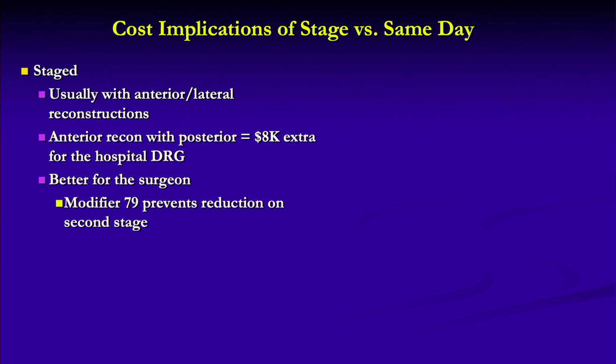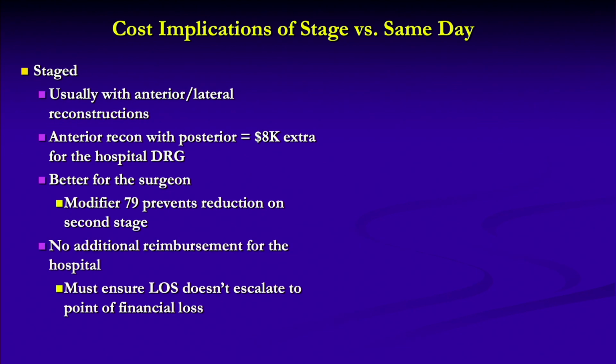An anterior reconstruction with the posterior is going to drive another $8,000 extra to the hospital bottom line. And importantly for the surgeon, there is the ability to recoup the extra costs of your time because you can bill for that procedure separately. You don't get down coded with modifiers. The hospital has to do this all under the same DRG.